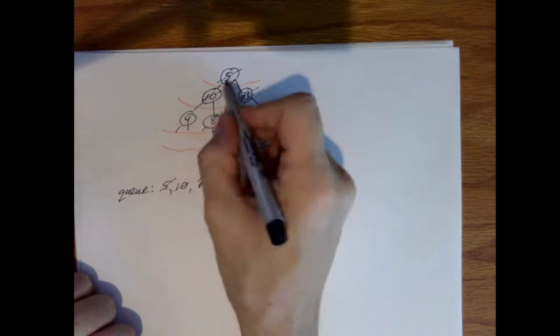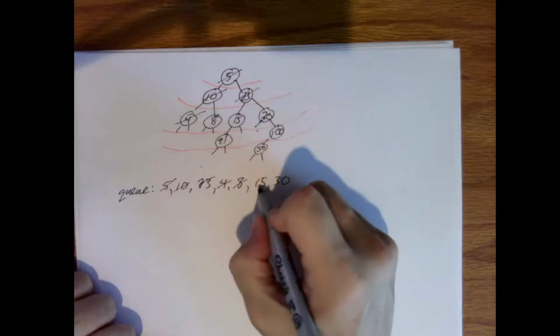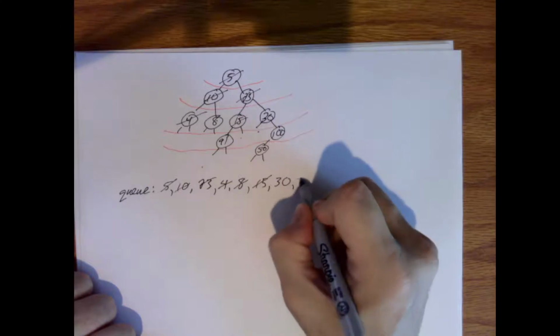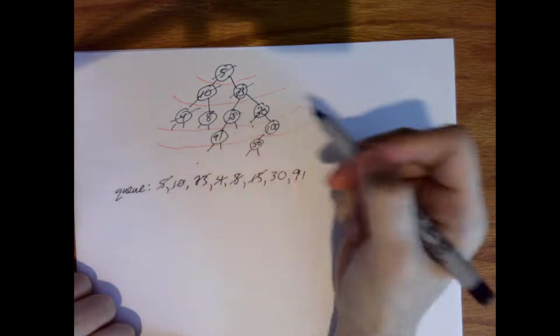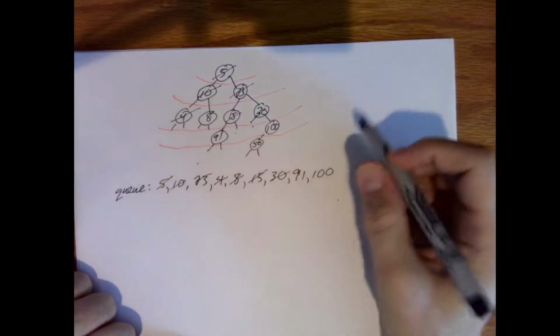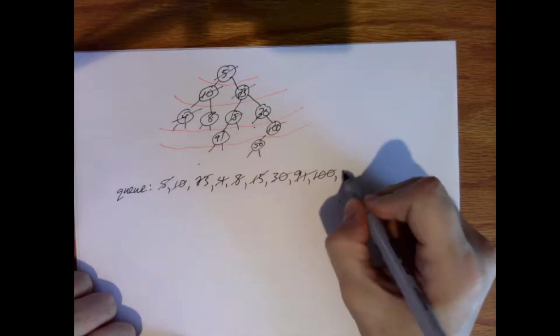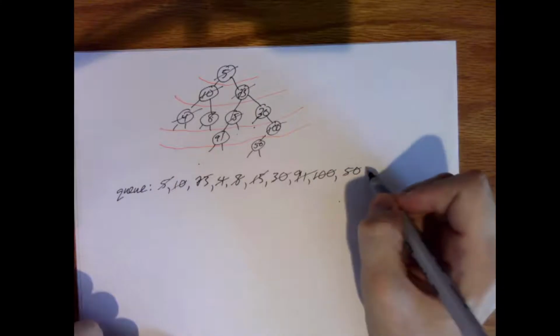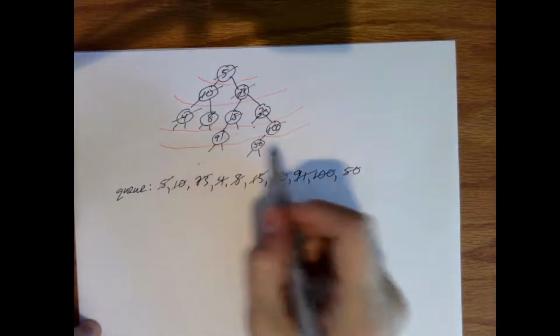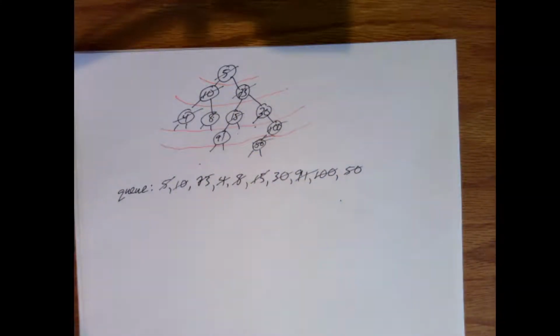Next one is 4. So see, I'm working down a level at a time from left to right. 4, it has no children. 8 has no children. 15, I use that, so I add 91. Right? 30, so I add this child, which is 100. Then 91, no children. 100, use it, add this child, 50, it has no children. And so we use it up, and now we've processed every node in the tree. So it was one level at a time. All right? So that's one way of doing it.